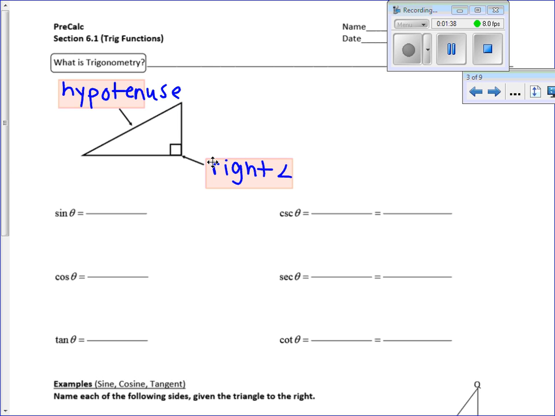So this is the most important thing in your life right now. So you write this at the top of your paper. I leave it here because it's already written here. I'm not going to write it again. So sine of theta, by the way, that's what this is. Theta is just an angle.